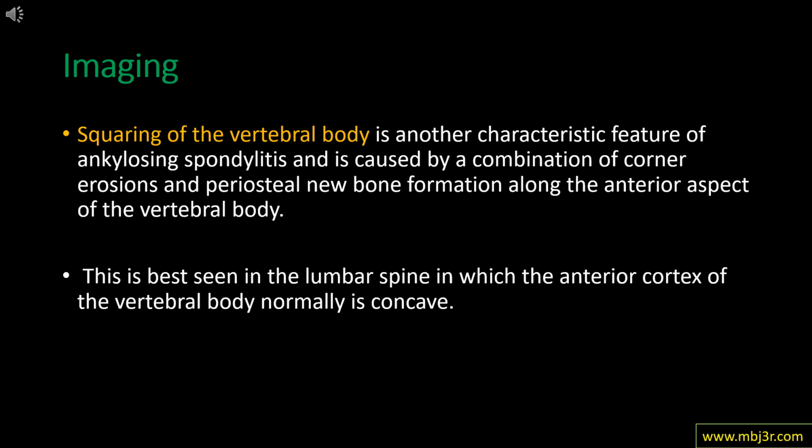In imaging, you will see squaring of the vertebral body. That is another characteristic feature of ankylosing spondylitis and is caused by a combination of corner erosions and periosteal new bone formation along the anterior aspect of the vertebral body.